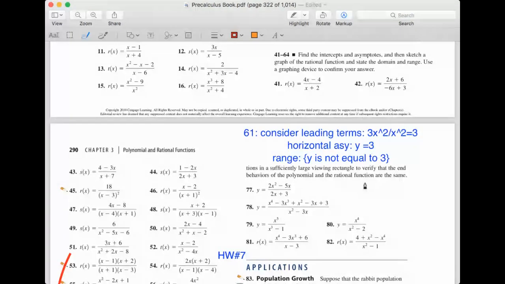3 is not in the range because what happens at 3? Y equals 3, that's a horizontal asymptote. Okay, any other questions? If you have a different answer, you have to reconsider your answer, right? Doesn't matter what kind of method you use, the answer should be that the range is not 3, but any other numbers. Okay, any other questions?